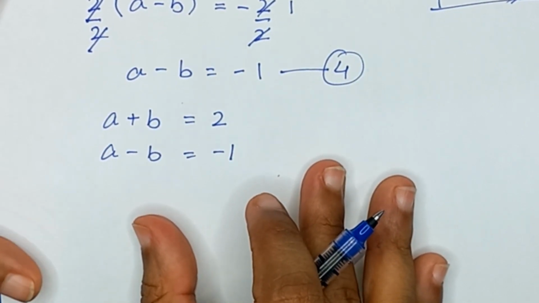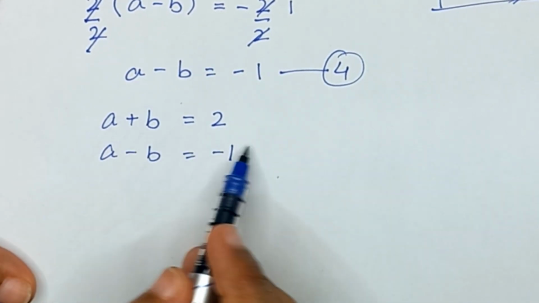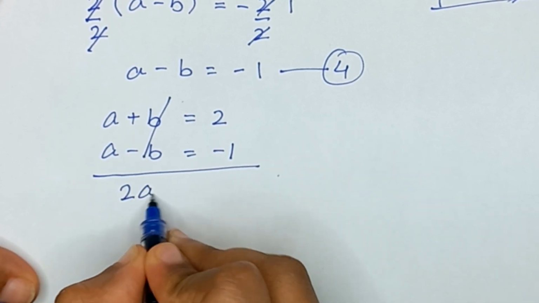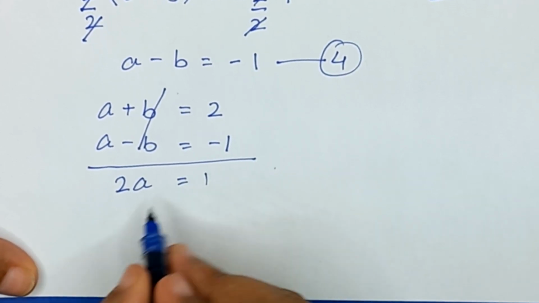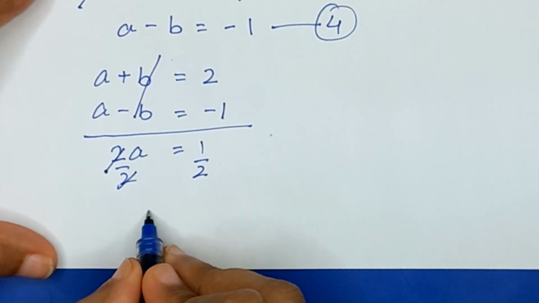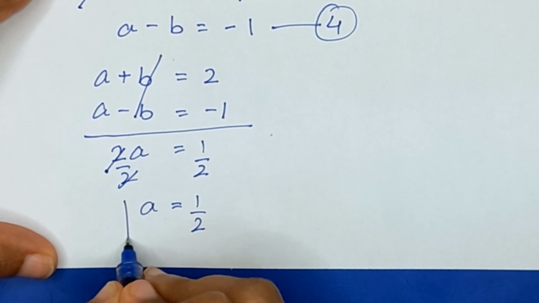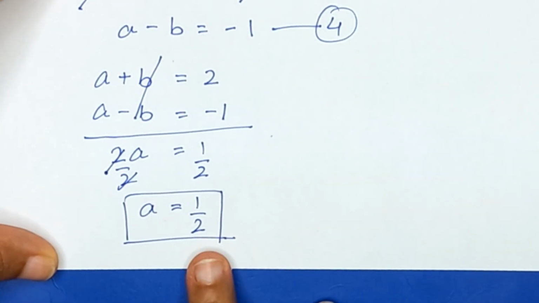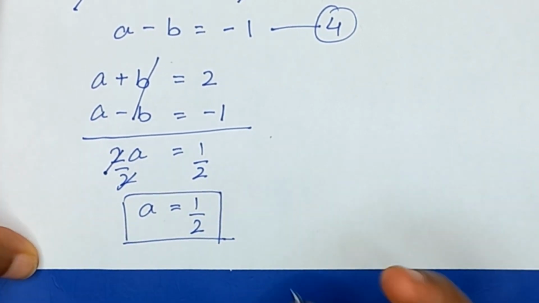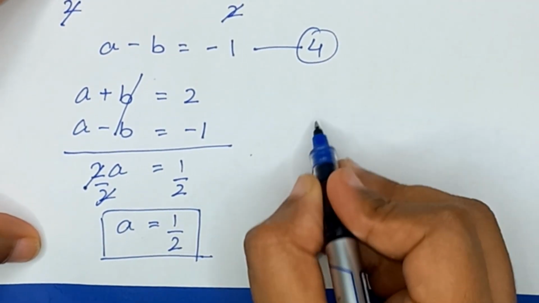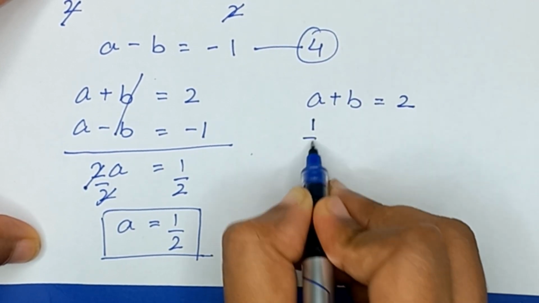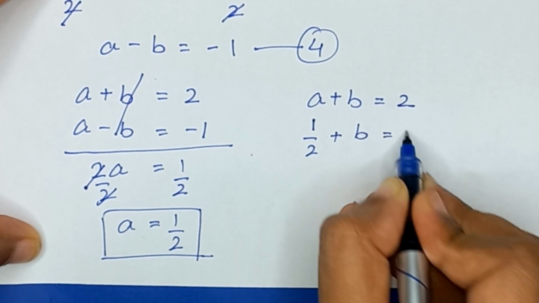Now we will solve these two equations simultaneously. Now we will add both equations, so b and b will be cancelled out from here. So it will become 2a is equal to 2 minus 1 is 1. Now dividing by 2 on both sides to find the value of a, a will be equal to 1 divided by 2. Now we'll substitute the value of a in equation number 3 or 4 and get the value of b, as here we have a plus b is equal to 2. So a is 1 divided by 2 plus b is equal to 2.